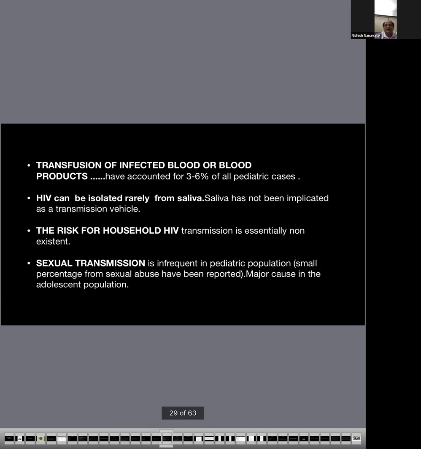Transfusion of infected blood products is a rare possibility which accounts for only 3 to 6% of all pediatric cases. HIV can rarely be isolated from saliva and has not been implicated as a transmission vehicle. The risk for household HIV transmission is essentially non-existent, and sexual transmission in the pediatric population has not been reported except in the adolescent population.